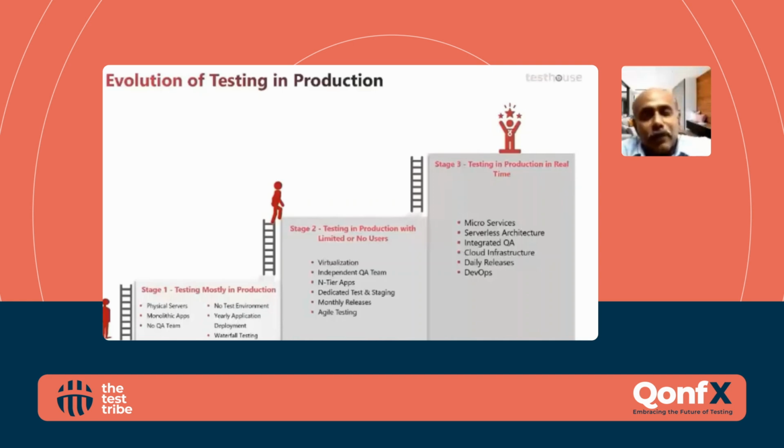Then I think stage 3 is something that you see in today's world, where you have microservices-based architecture, serverless architecture, integrated testing teams and all of those in place. You have a lot of applications moving to the cloud. You have daily releases. You have continuous testing and deployment in place. Now, I think there are a good number of companies where I've seen testing happening in real time. So you're not just depending on testing to be done when no one is using your application. You're doing testing when you have users using your system, which is the current stage, stage 3. So this is how I have seen testing evolving in production over the last 2.5 decades.